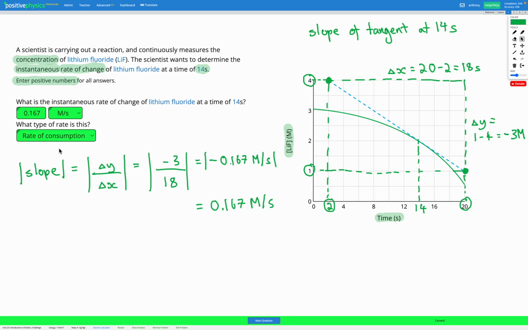So in this type of question where we have a curve for our concentration time graph or whatever it may be, we can find the instantaneous rate of change at a specific moment by finding the slope of the tangent to the curve at that point.